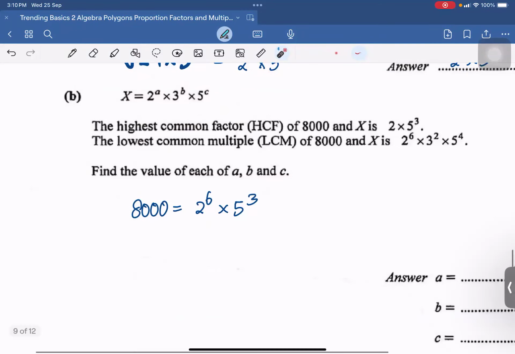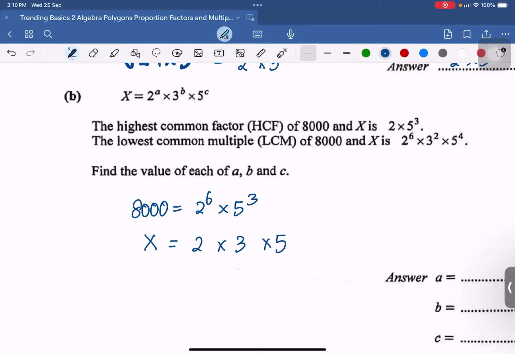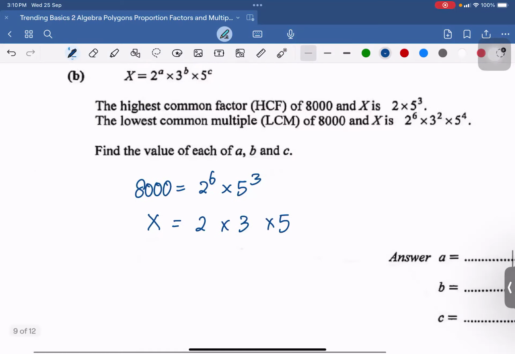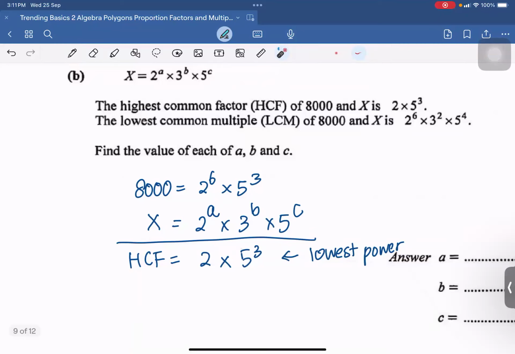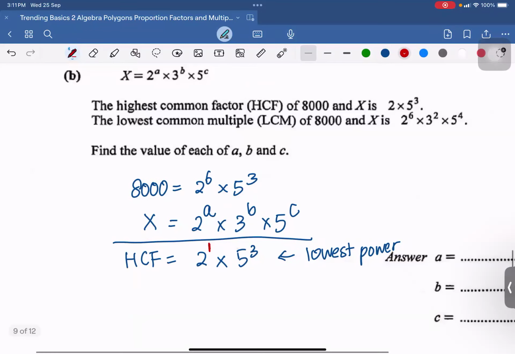Then they say x is 2 to the power of something I do not know, 3 to the power of something I do not know, 5 to the power of something I don't know. They say that the highest common factor is 2 times 5 to the power of 3. When you choose the highest common factor, it means you choose the lowest power. So if I choose the lowest power, the smallest power over here is 2 to the power of 1.